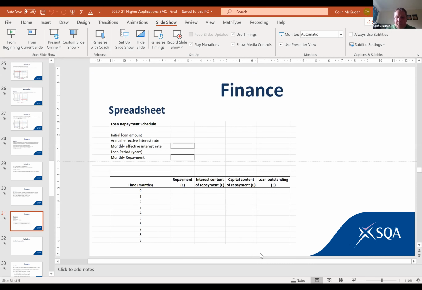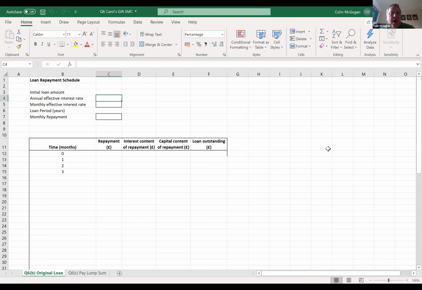So I'm going to, at this point, hopefully, come out of my PowerPoint and share the worksheet. So the candidates would be given a worksheet looking like this. We can see it's got some sort of structure to it, but everything's blank. They have to fill in everything themselves. And remember, the actual question here is they want to find out what the monthly repayment amount is on her loan.